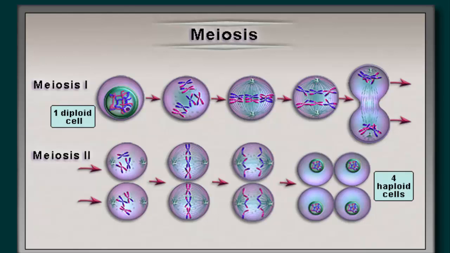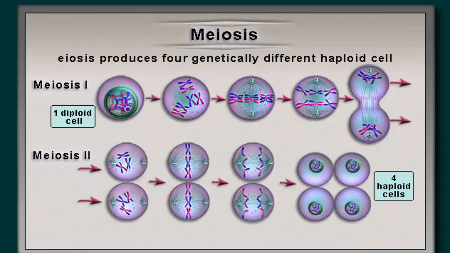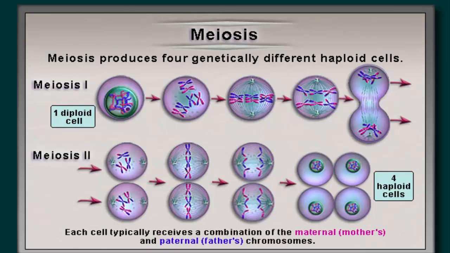It's important to know that each new cell receives a complete haploid set of chromosomes, which are assorted and allocated to the cell randomly. In other words, the cells typically receive a combination of the maternal and paternal chromosomes that existed in the parent cell. Also, since crossing over occurs, many of the chromosomes have a combination of genes from both sets of chromosomes. It should now be clear that meiosis and sexual reproduction lead to genetically diverse offspring.